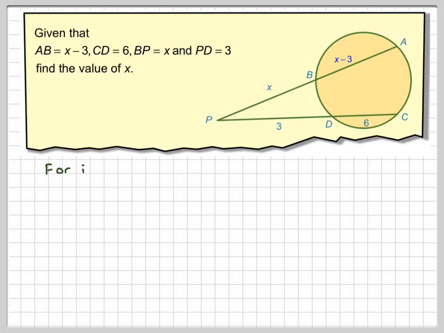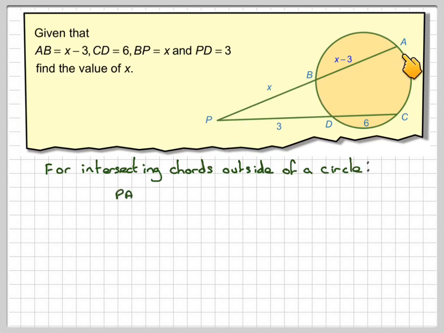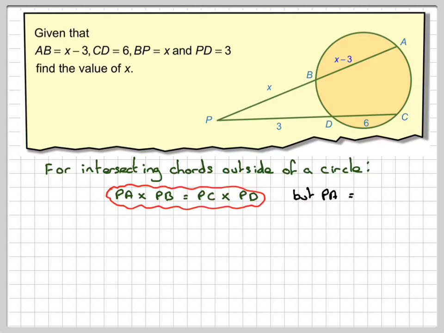What we've got here is intersecting chords outside a circle, and the formula for this is that PA times PB is equal to PC times PD. But P to A is going to be x plus x minus 3, and that's going to give 2x minus 3.